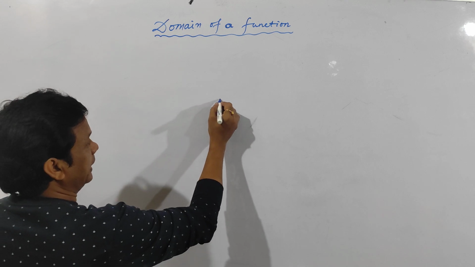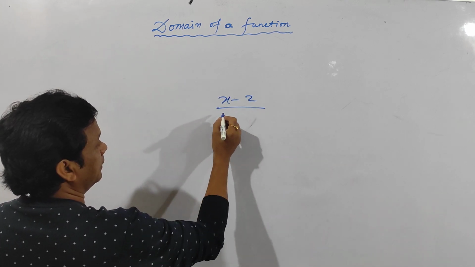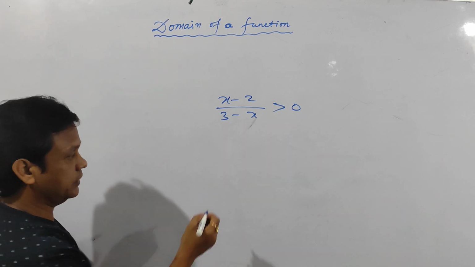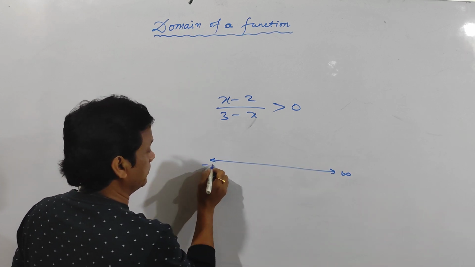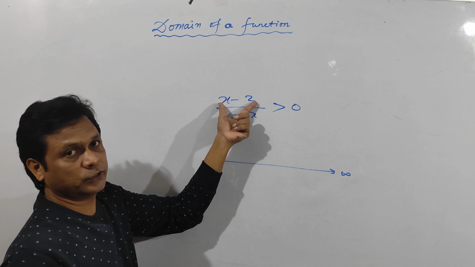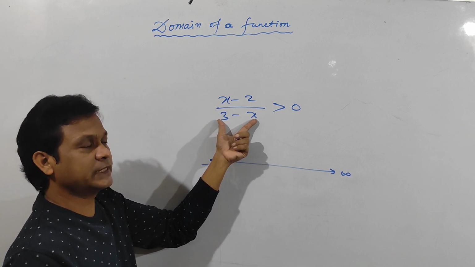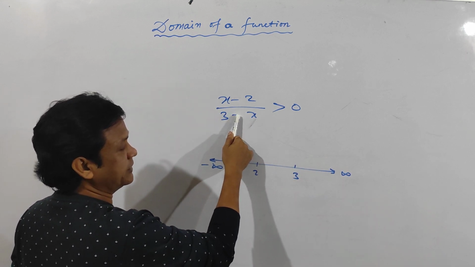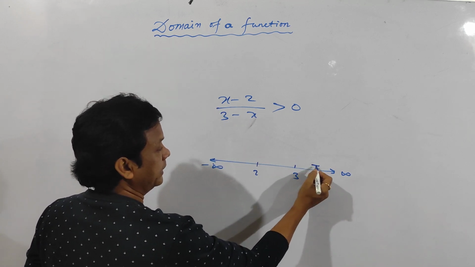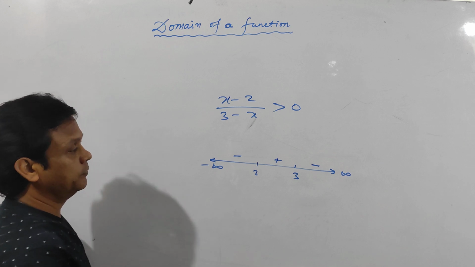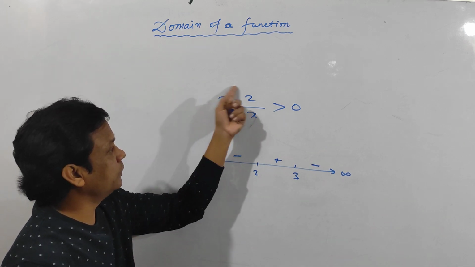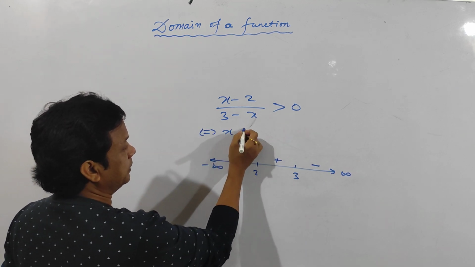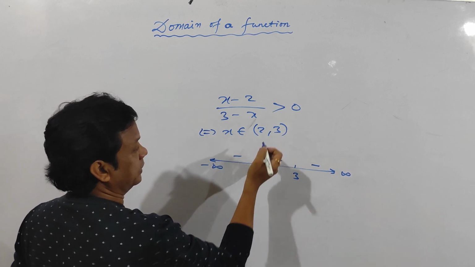See here, if it is given like this, (x minus 2) by (3 minus x) is greater than 0. So how to solve this one? See here, this is infinity, this is minus infinity. So x minus 2 equal to 0 means x is equal to 2. 3 minus x equal to 0 means x is equal to 3. So this is 2, this is 3. But here the coefficient of x is positive, here the coefficient of x is negative. So positive by negative is negative. So negative, positive, negative. Alternate sign, from the right I am giving. And your requirement is it should be positive. Positive means this interval. That means x belongs to 2, 3 open interval.